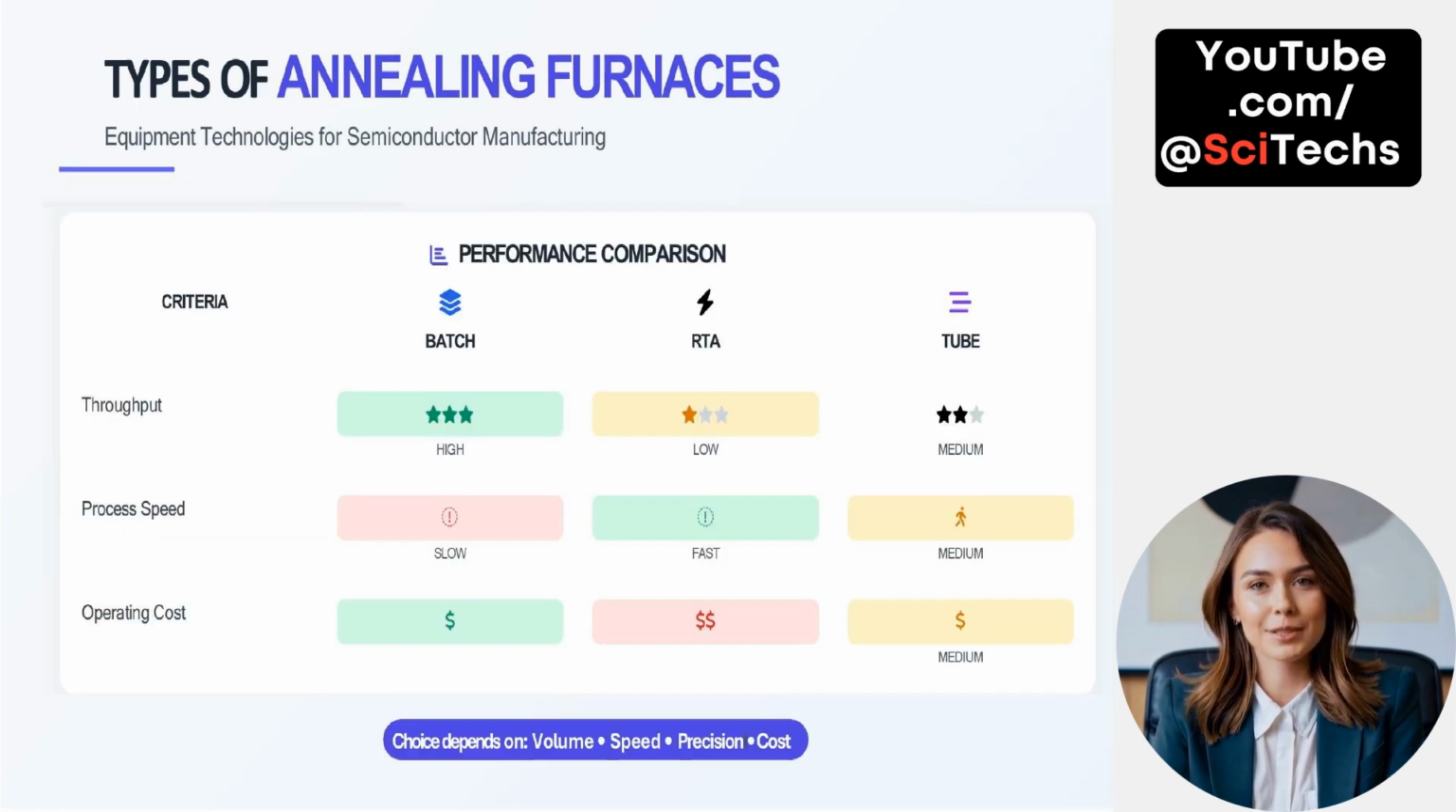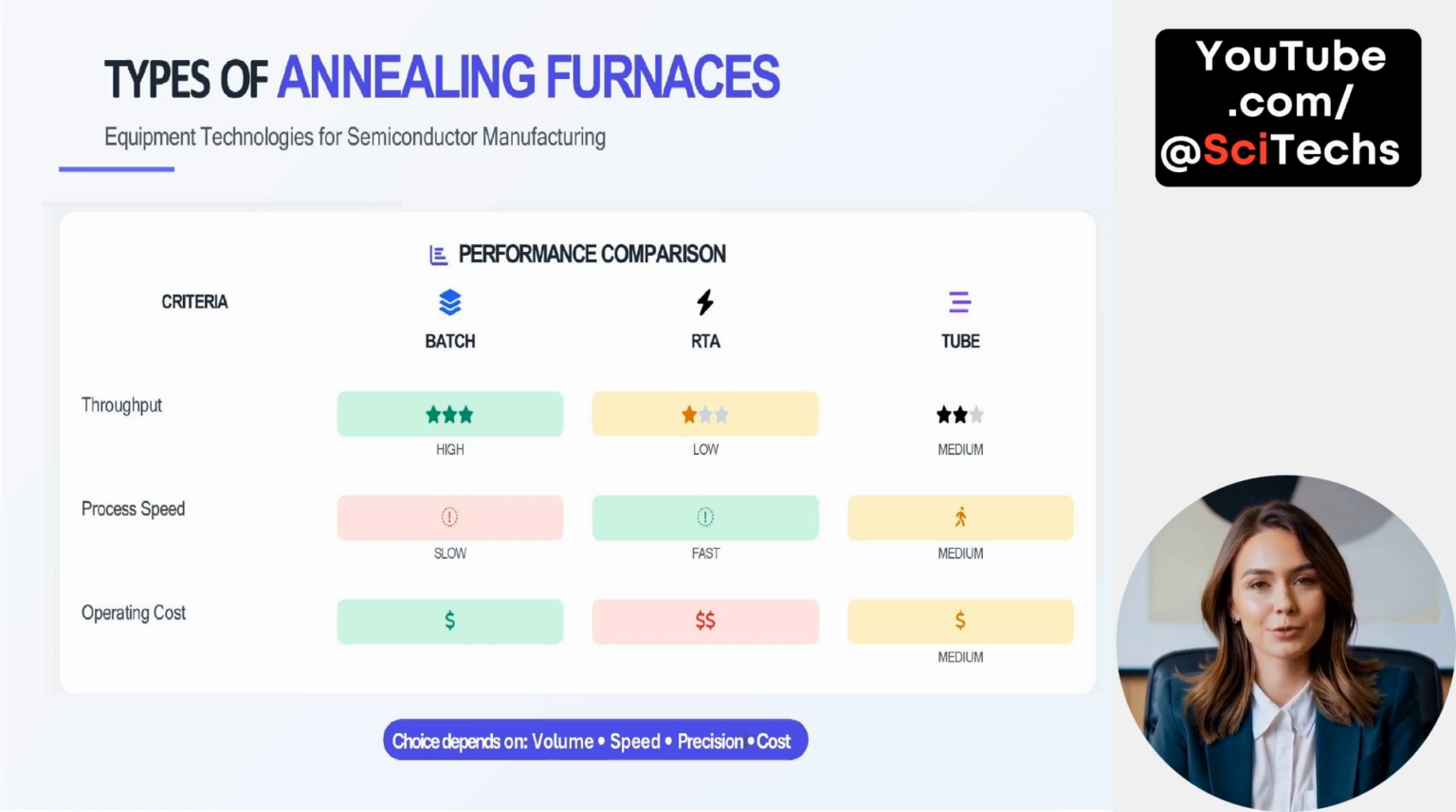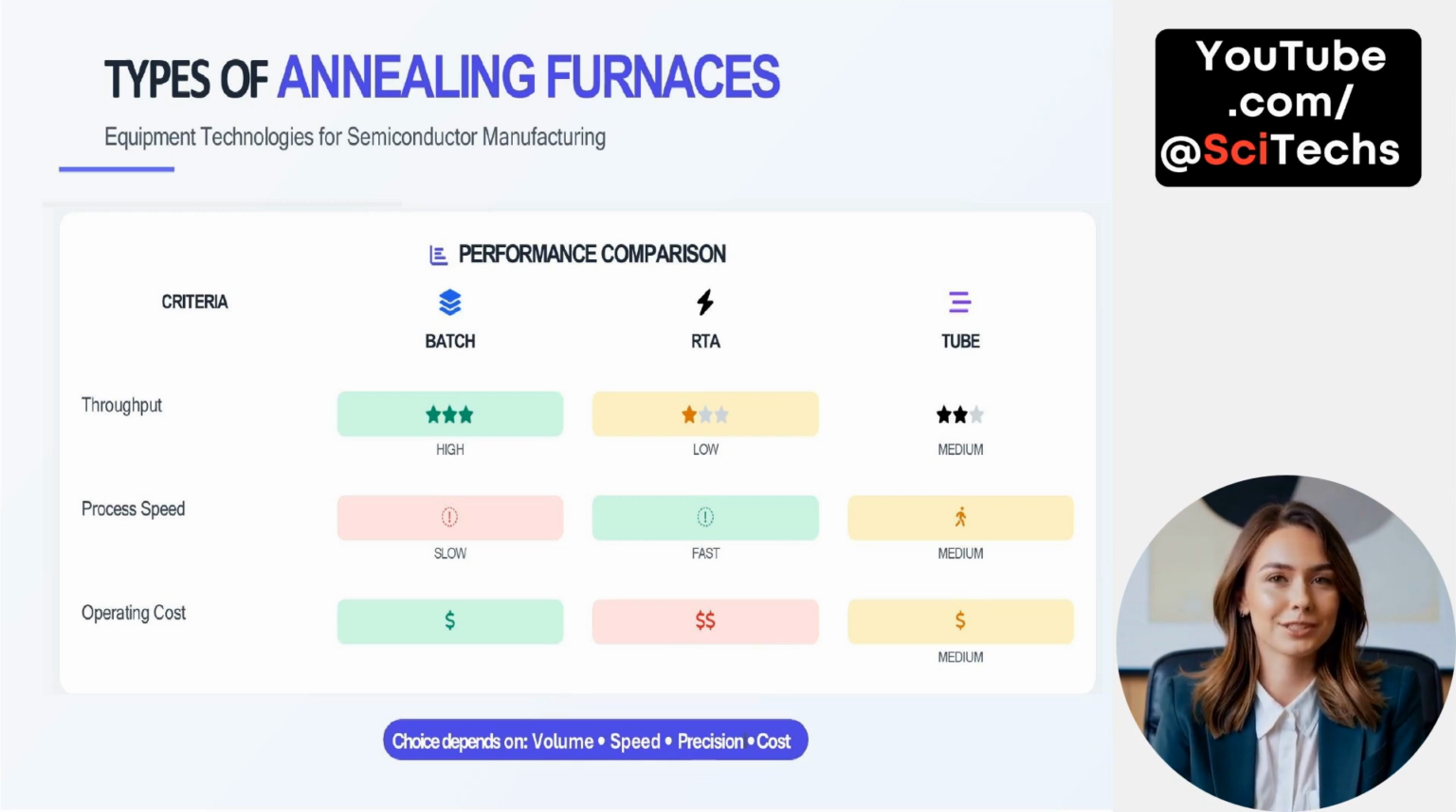Annealing furnace performance comparison. Choosing the right annealing furnace requires balancing several key performance factors: throughput, process speed, and operating cost, based on specific production needs. Batch furnaces offer high throughput, processing large volumes of wafers simultaneously. However, their process speed is slower due to longer heating and cooling cycles. Despite this, they are cost-effective to operate, making them ideal for high-volume, budget-conscious operations.